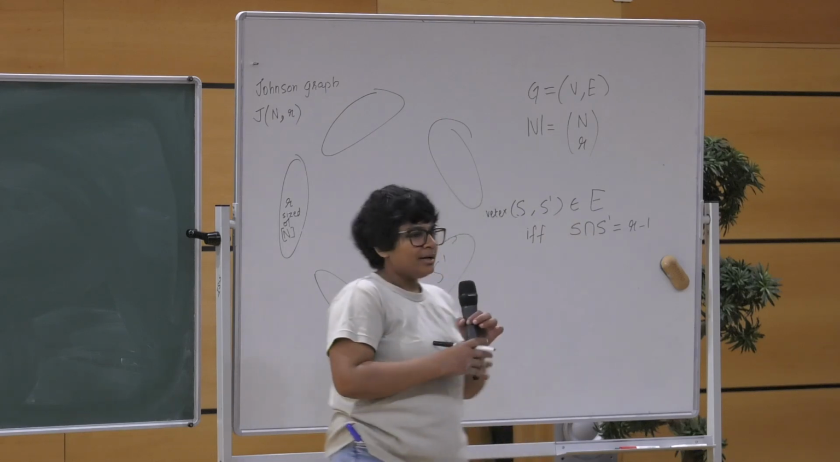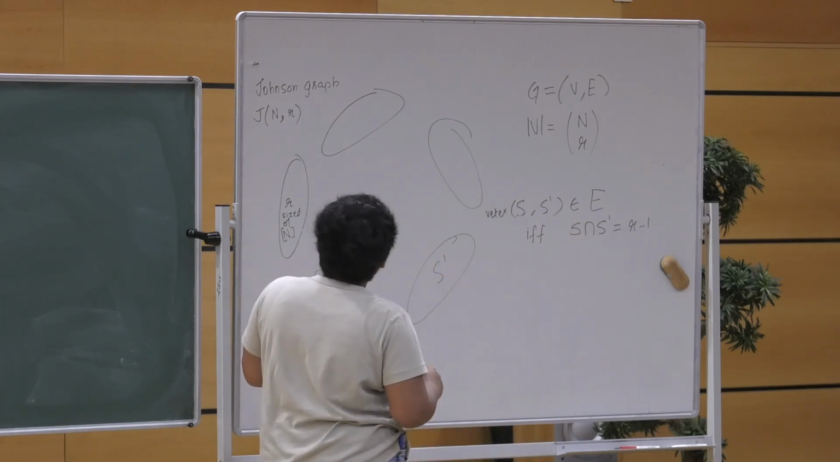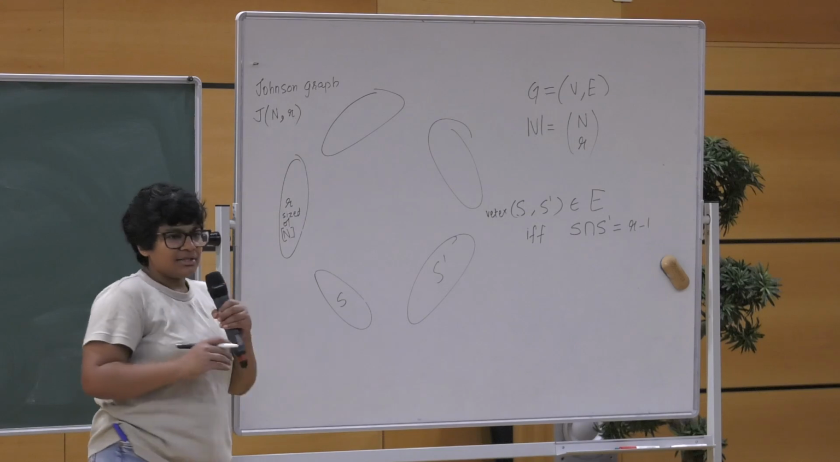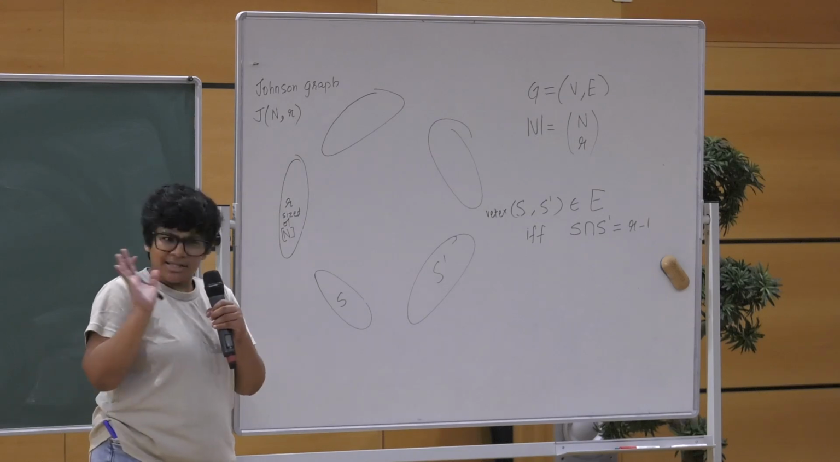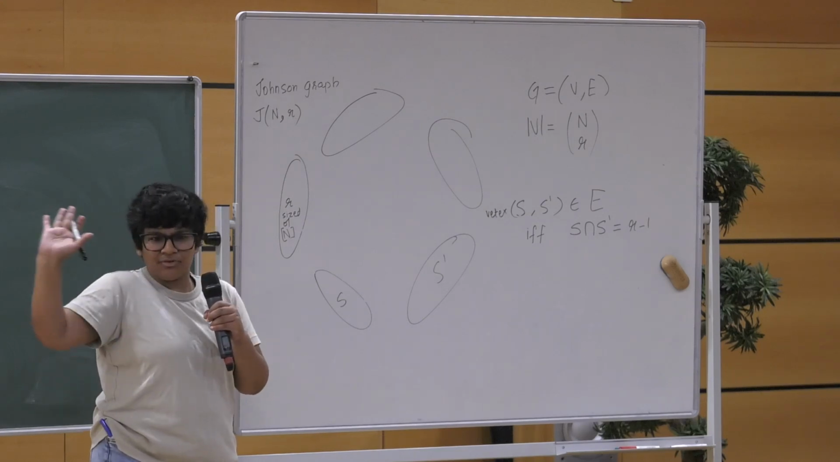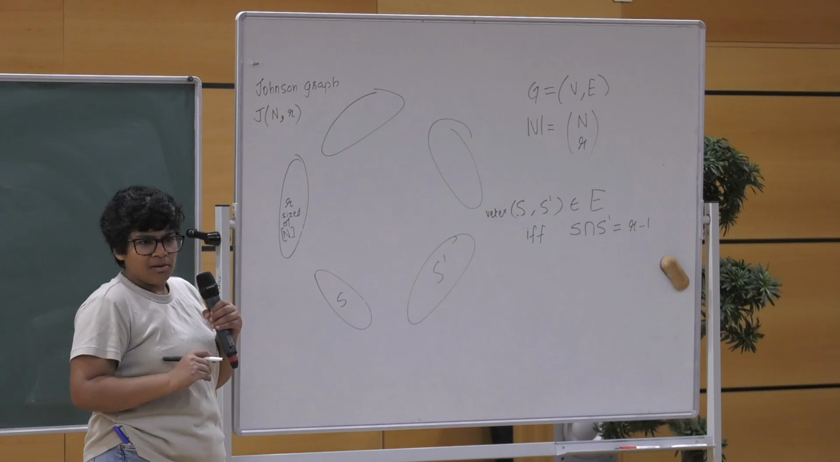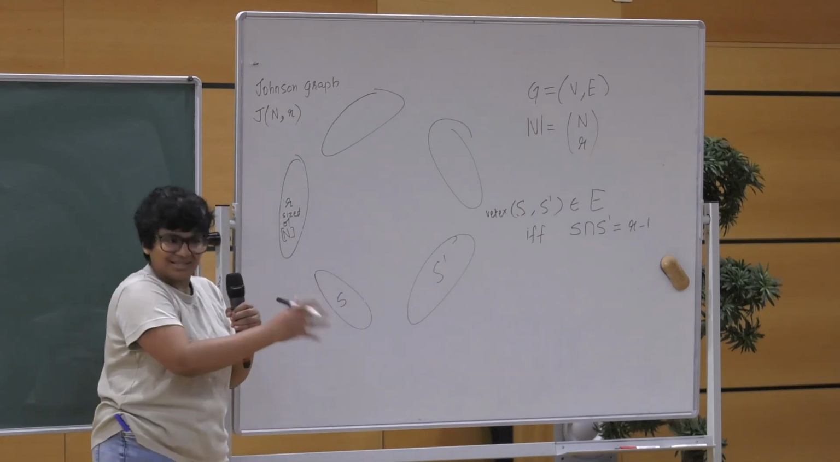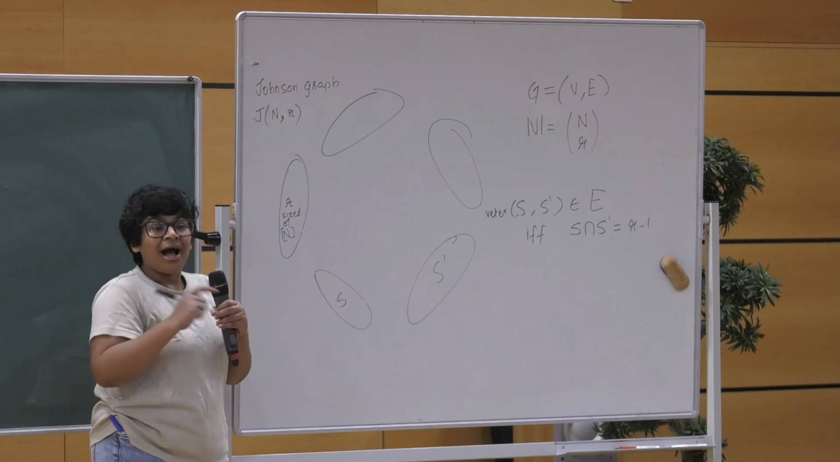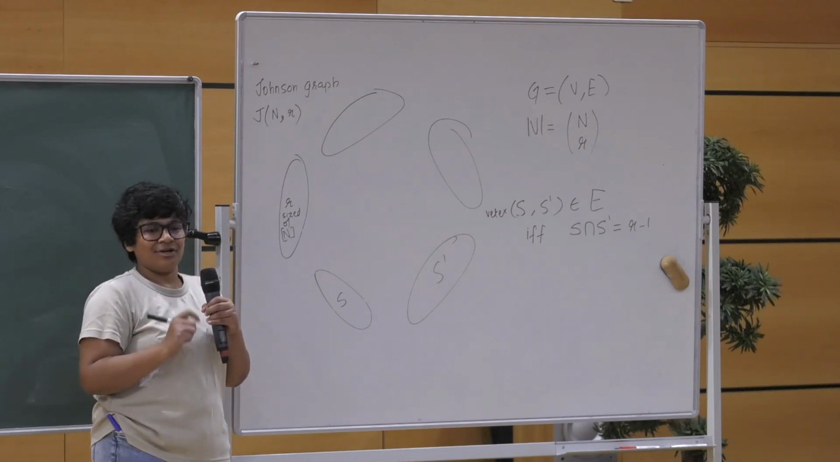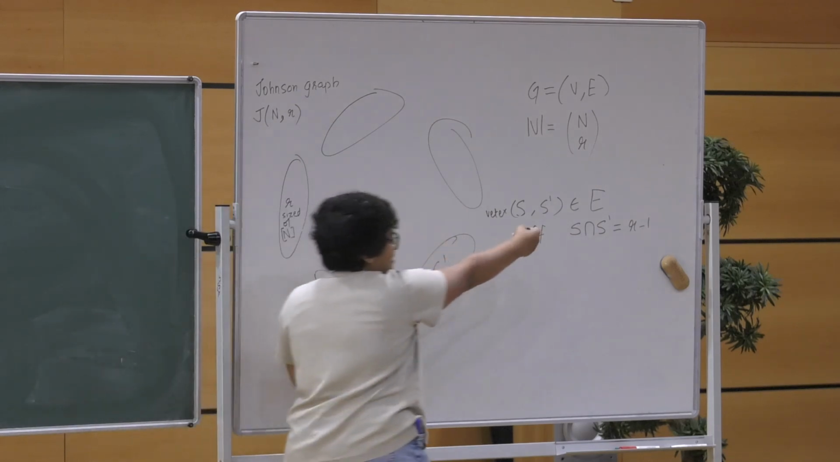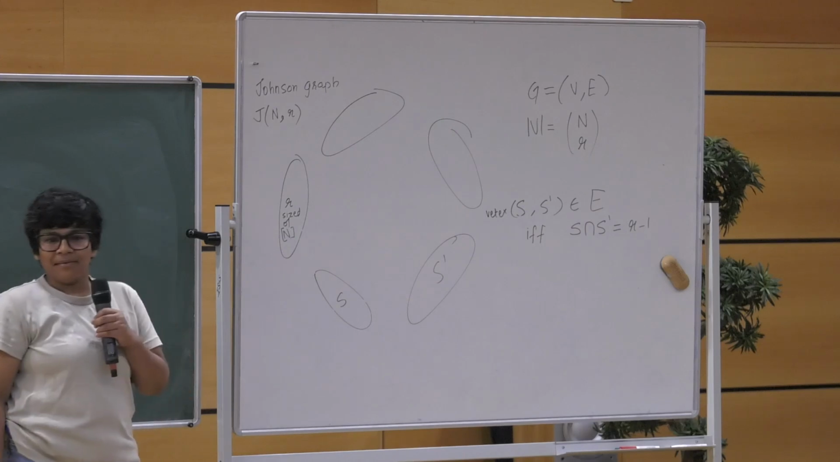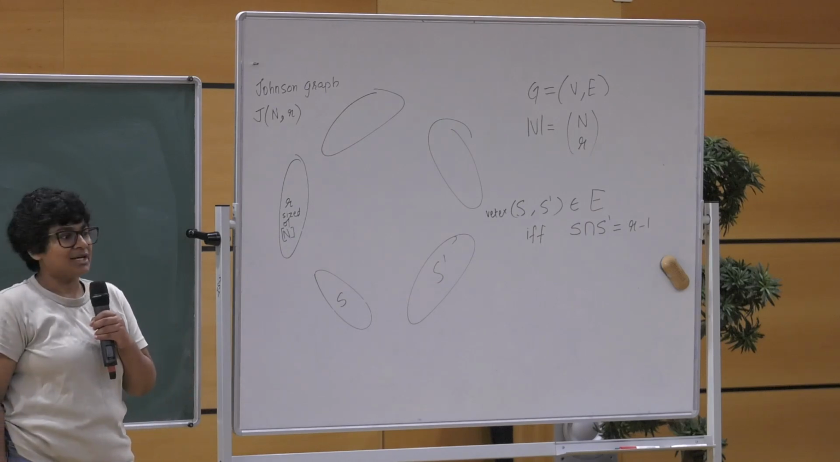Now, can I argue that this Johnson graph is a D-regular graph for some value D? Can we say that? Because see, fix a subset S. How many neighbors will I have for S if I fix the edge condition this way? That's a question. How many neighbors?